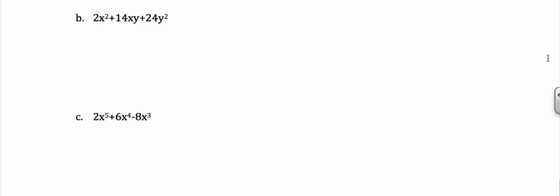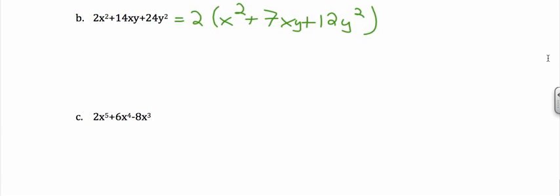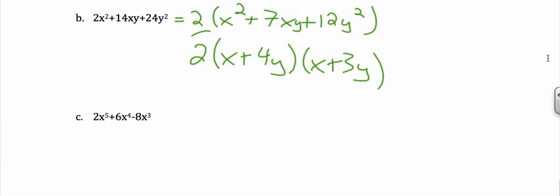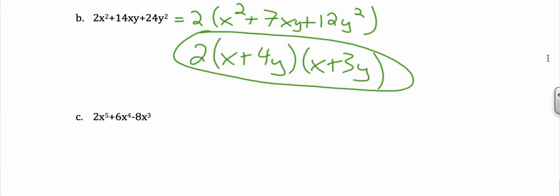Okay, so this first one has a GCF of 2. And this is one that's very similar to what we were just doing with x's and y's. There's still no coefficient before the x squared, so we can still factor this using the short way. So looking for two numbers that multiply to 12 and add to 7, that's 4 and 3. So that's going to be x plus 4y and x plus 3y. Leave our 2 out front. There we go. We're done. Again, much easier than splitting the middle term.